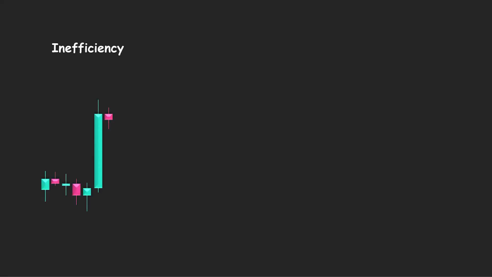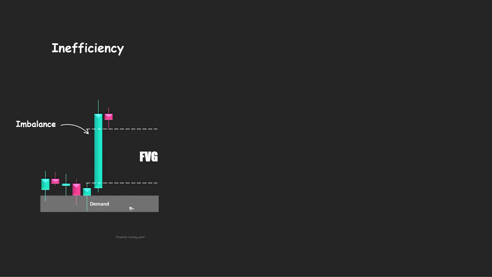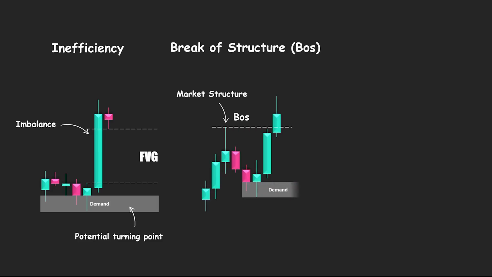Inefficiency occurs when price leaves an area quickly, creating an imbalance between buying and selling orders. This imbalance is identifiable through fair value gaps left between consecutive candles. These gaps suggest that there is a lack of supply or demand at that level, making it a potential turning point. Break of structure, BOS, happens when the price moves past a key support or resistance level, indicating a shift in market sentiment and confirming the potential strength of the supply or demand zone. Every time price breaks a structure level, it signals a potential trend continuation.